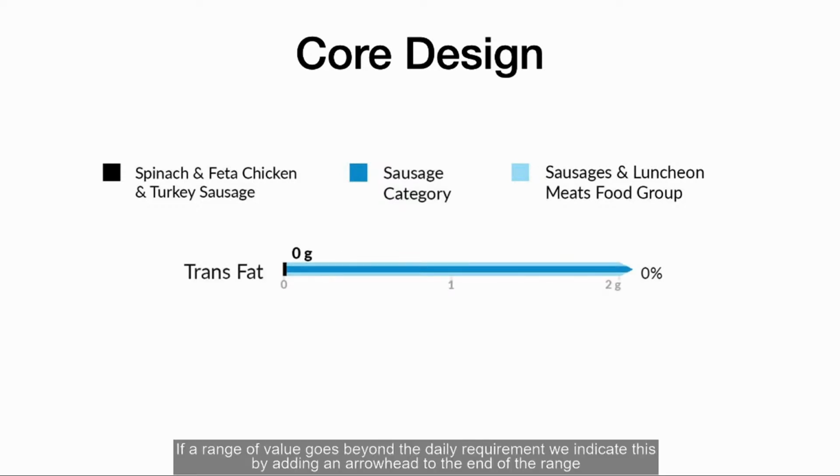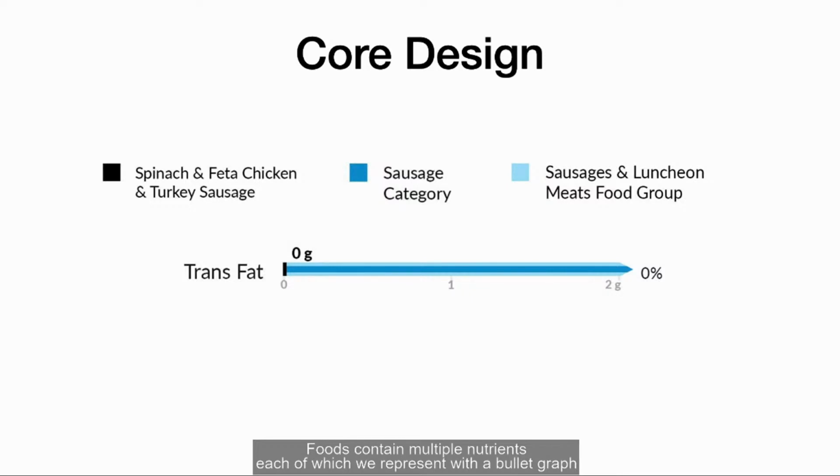If a range of value goes beyond the daily requirement, we indicate this by adding an arrowhead to the end of the range. It should be noted that we also follow the FDA font and unit guidelines when labeling the bullet graph. Foods contain multiple nutrients, each of which we represent with a bullet graph. However, there is a limited amount of real estate on food packages. Thus, we consider two layouts.